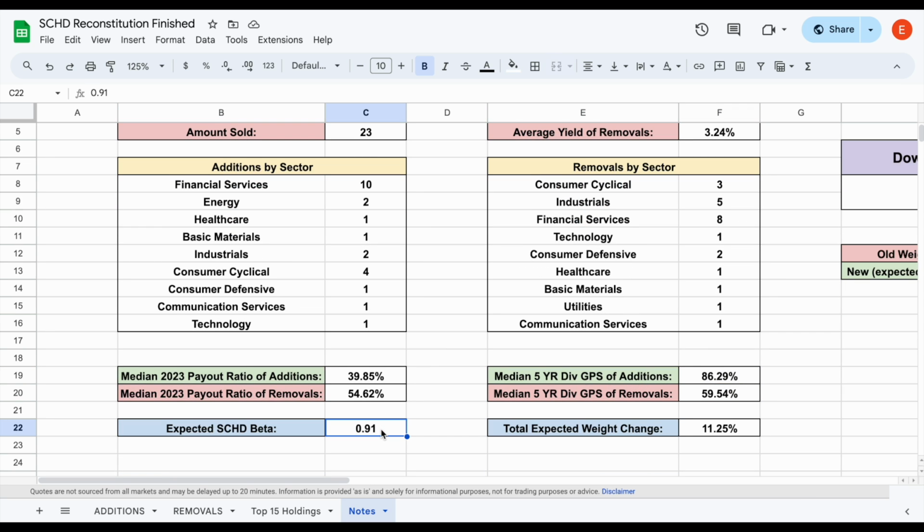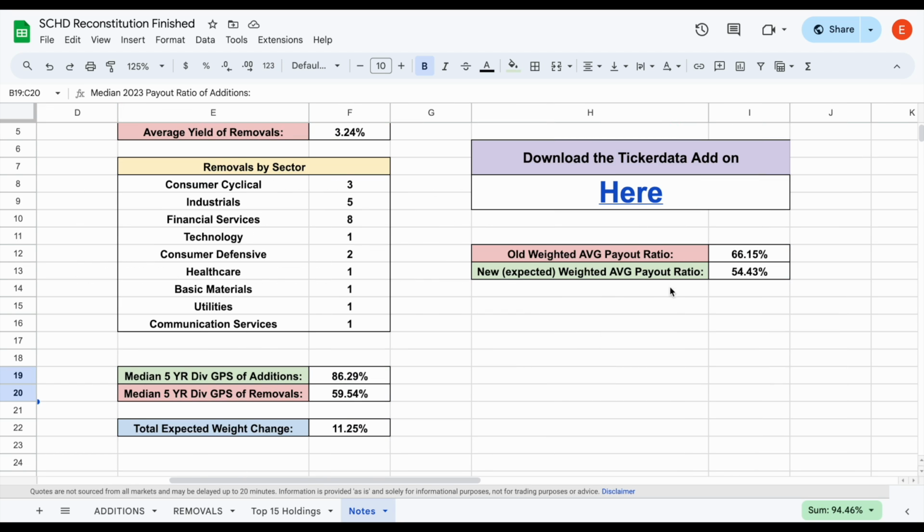And if we scroll down just a little bit further, we can see the expected SCHD beta is sitting at 0.91. So the volatility of the market is a beta of 1, and so with a beta of 0.91, this company should see slightly lower volatility over the next year. We can also see the total expected weight change for this fund is sitting at about 11.25%. And with the changes in the payout ratio, if we come over here, we can see the old weighted average payout ratio for this fund was sitting at about 66.15%, but the new weighted expected payout ratio is sitting at about 54.43%. So again, that is a good sign for this fund.